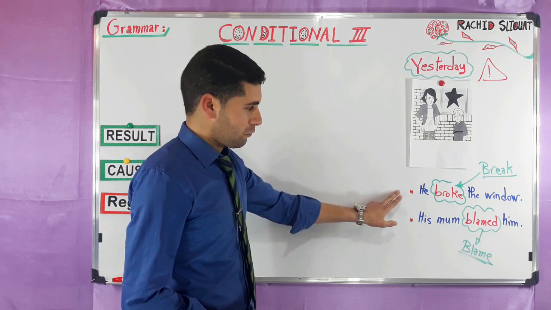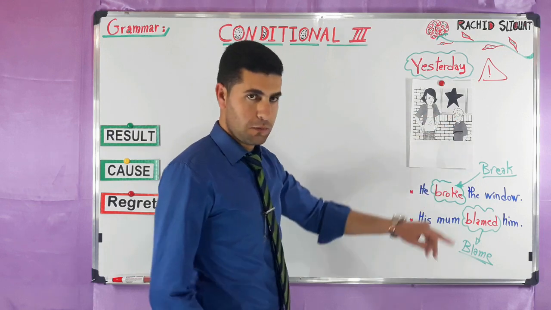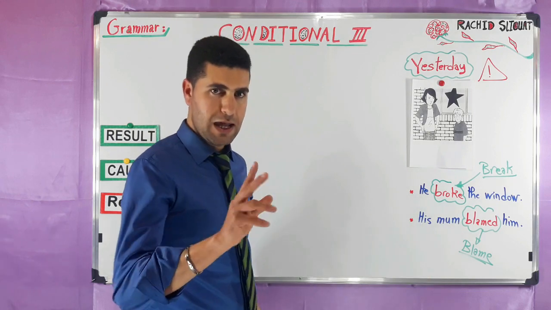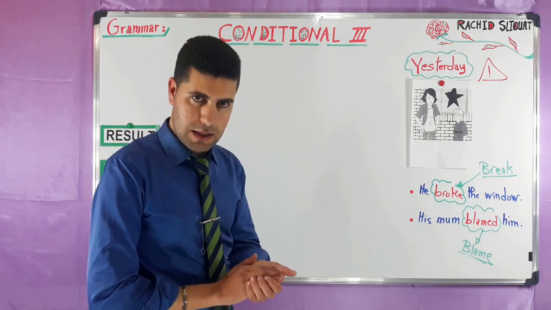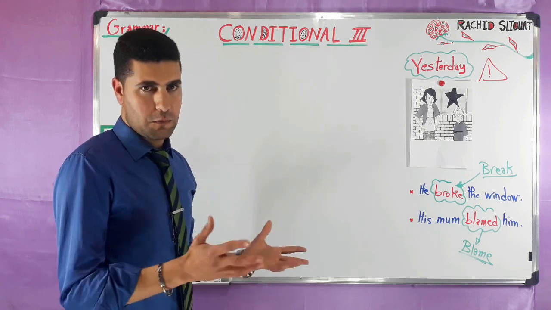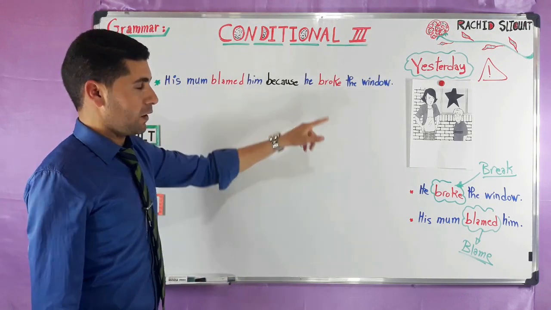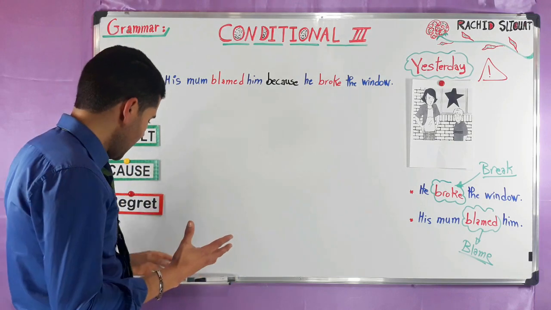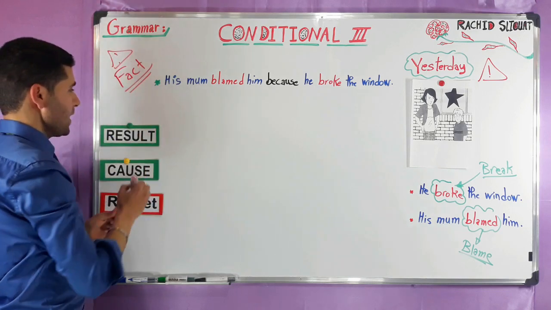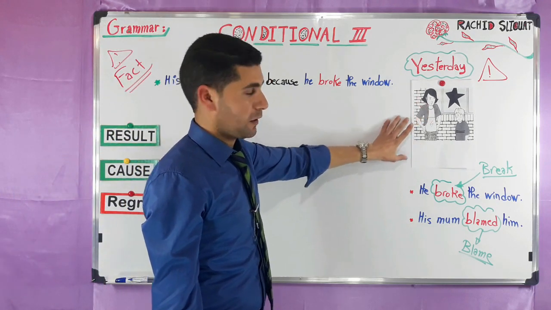Now, as you can see, we have two actions. Number one is that he broke the window, and the second action is that his mother blamed him. So two actions in the past. Let's put these two actions together, to link them together. So what are we going to say? His mom blamed him because he broke the window. This is what we call a fact, a past fact, as this picture shows.